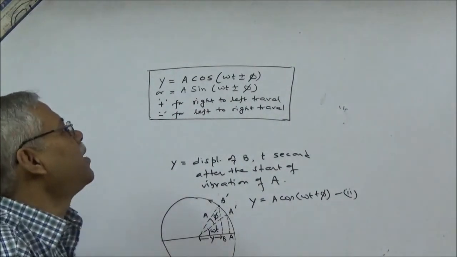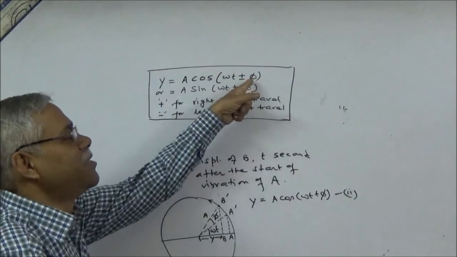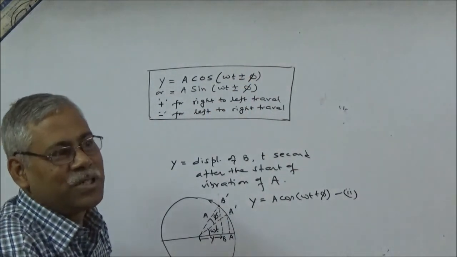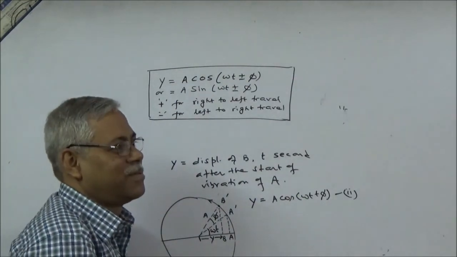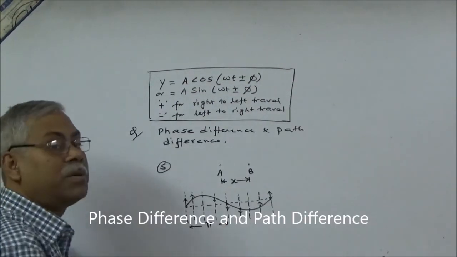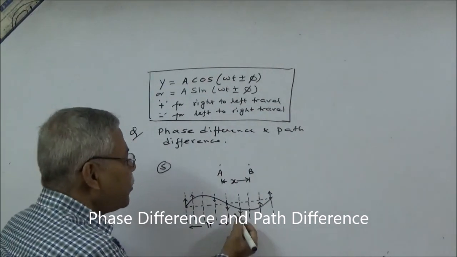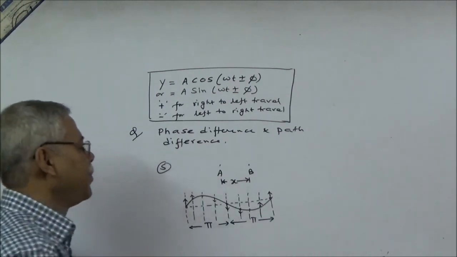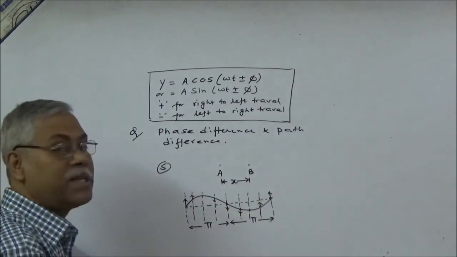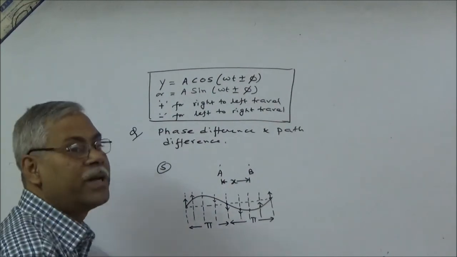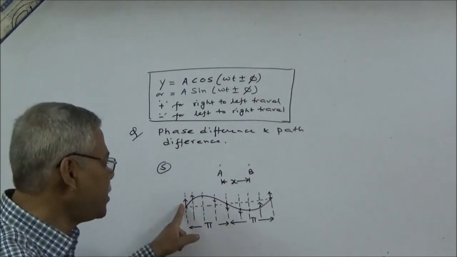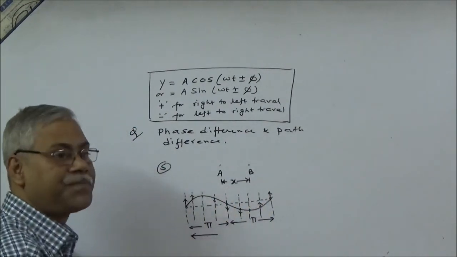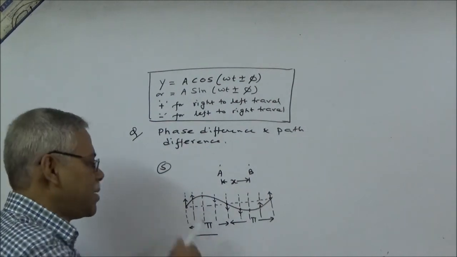So what is visible in the equation? Phase difference, you can see this phi. It is the most important characteristic of the wave. The phase difference between the vibrations of these two particles is pi. Again, what is the phase difference between these two particles? It is 2 pi, and what is their path difference? Lambda. Path difference is lambda.